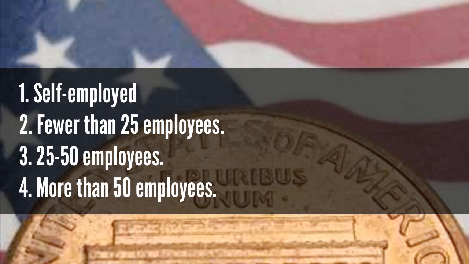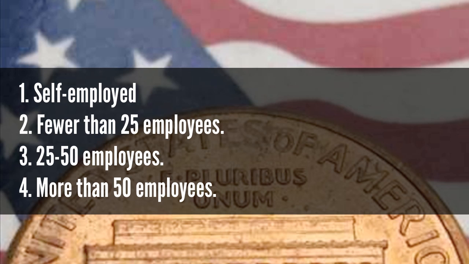Under Obamacare, the size of your small business is based on the number of full-time equivalent employees, or FTEs for short. FTEs are calculated by adding the total number of full-time employees, those who work 30 hours per week or more, plus the total number of part-time employee hours divided by 30.